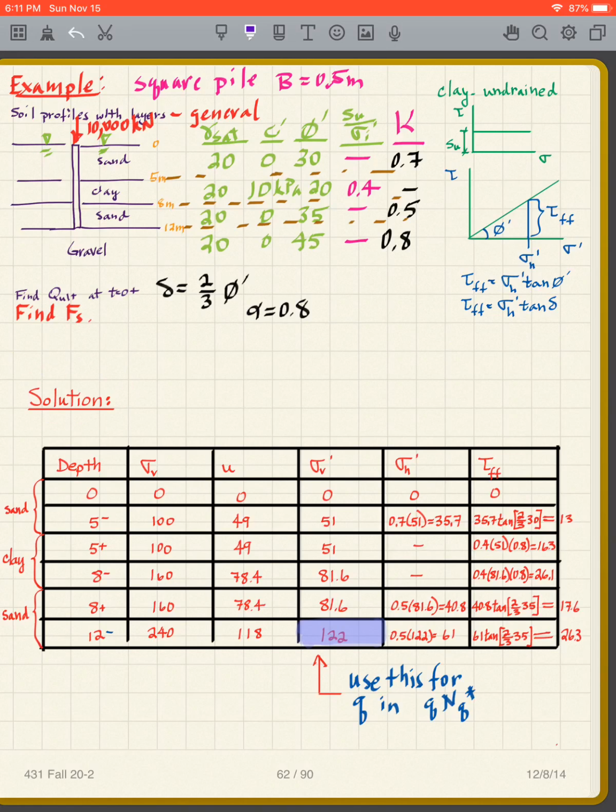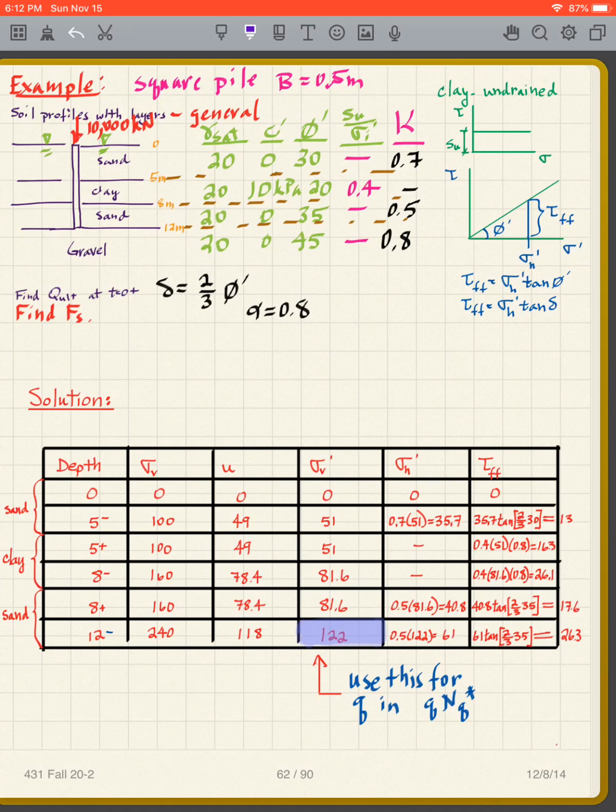What does it look like? Well, I have to do my depths. And what do I have to do? Because my K values are all different, which means what? I have to consider the boundaries between the soil types. And so I'm going to have what? This is at 5 meters, so I've got a 5 minus 5 plus. This is at 8 meters, so I have an 8 minus 8 plus. And then the base is at 12 meters, so I write down 12 minus, but it's 12 meters.